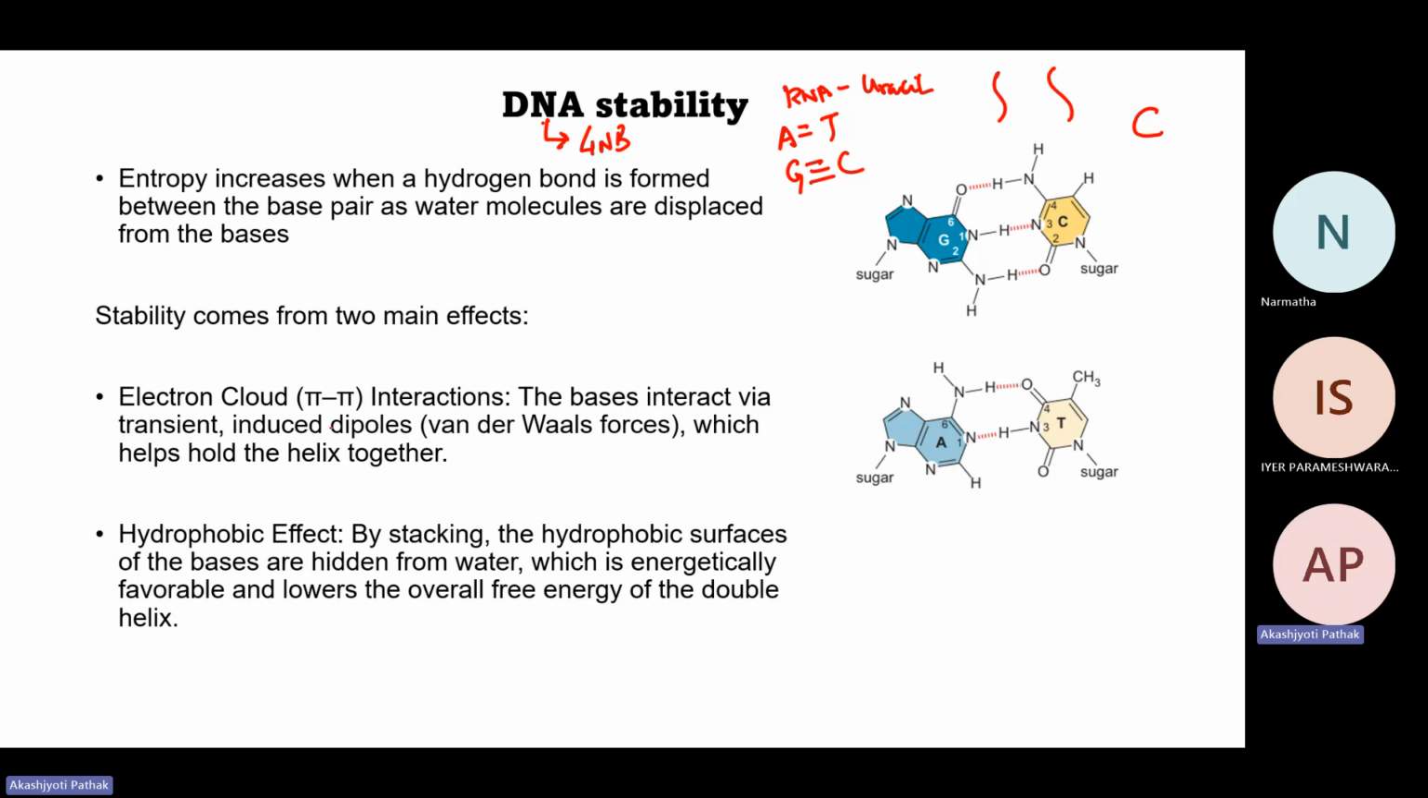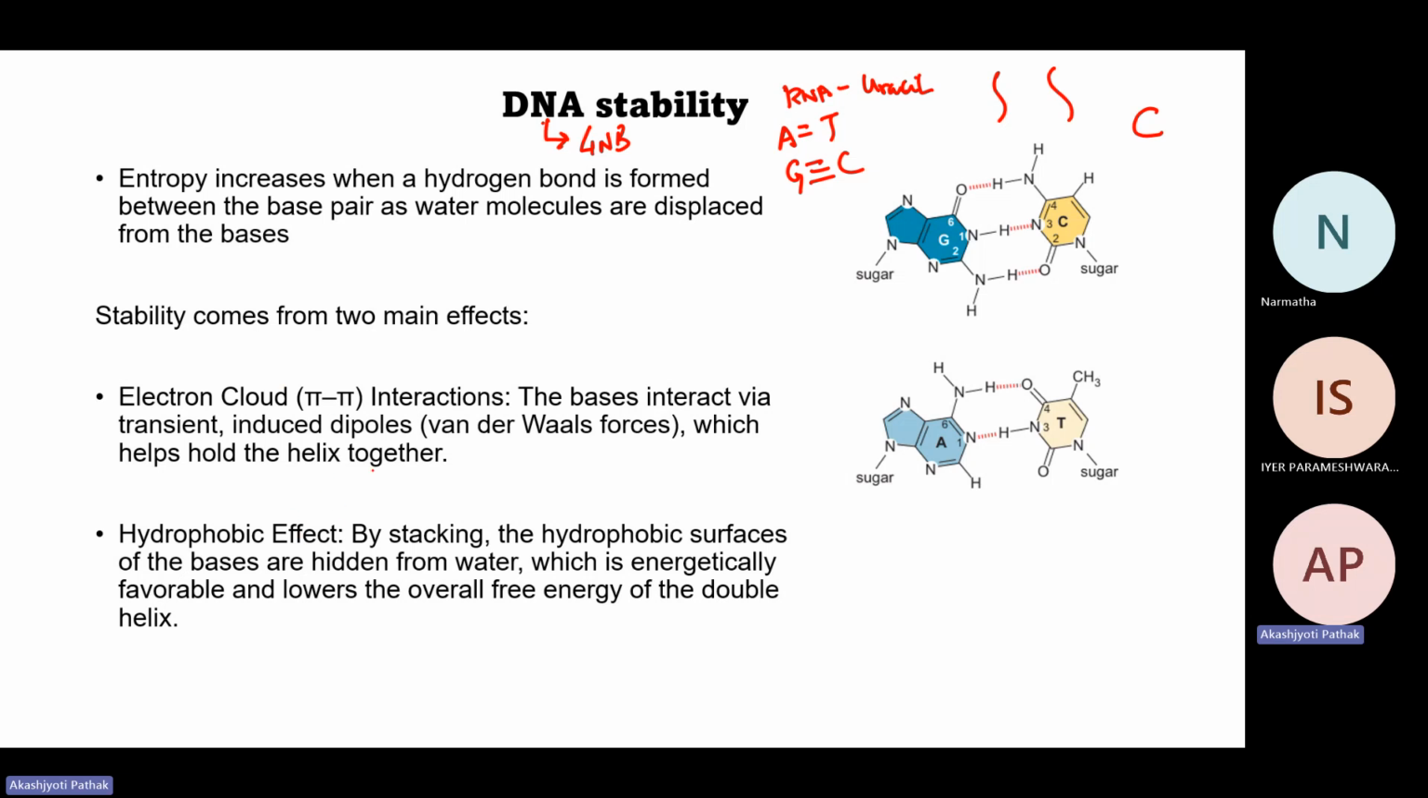Okay. So entropy also increases, and the stability comes from two main effects. One is the electron cloud interaction. So what is electron cloud interaction? The bases interact via transient induced dipole van der Waals forces, which help hold the helix together. You see these double bonds, right? There are pi interactions which take place between the double bonds, and this is called the electron cloud interaction. And another is the hydrophobic effect.